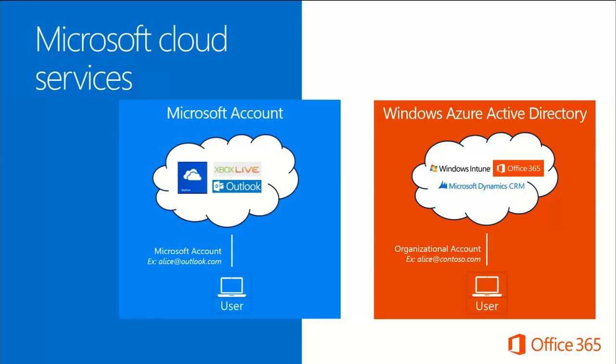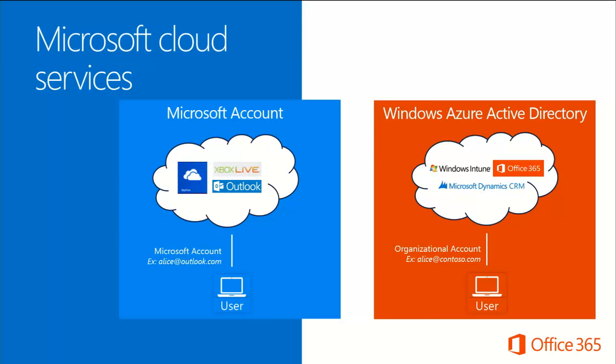Now, we have another directory platform which we use for our commercial services, and this is called Windows Azure Active Directory, and the IDs in that are known as an organizational ID. So we use this for our commercial services, and Office 365 uses these organizational IDs to log in and authenticate users and then authorize those users. Now, it's important to know that these 2 identity platforms are separate. If you have a user ID that's logged into one, it's not the user ID that you will use to log into the other one.